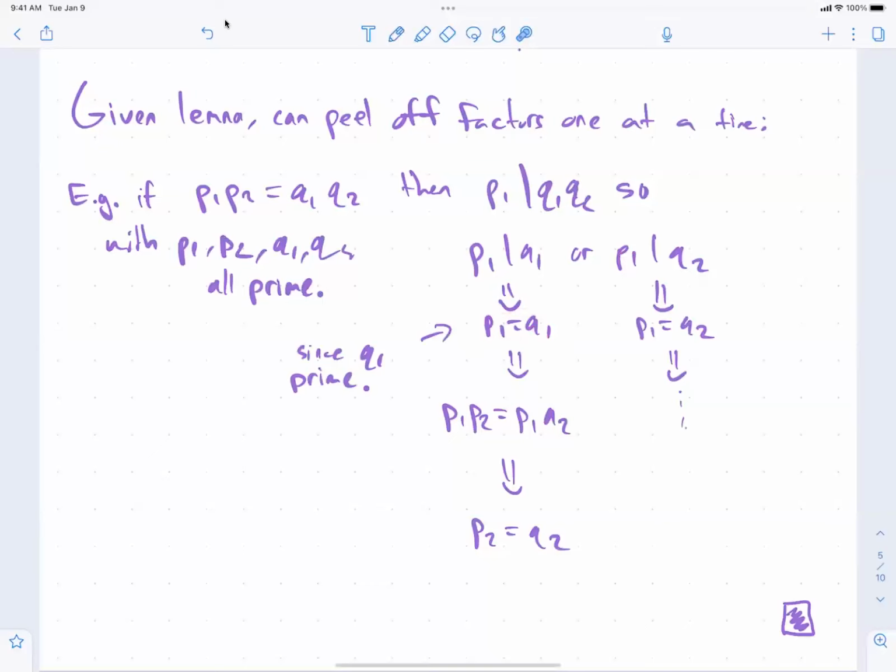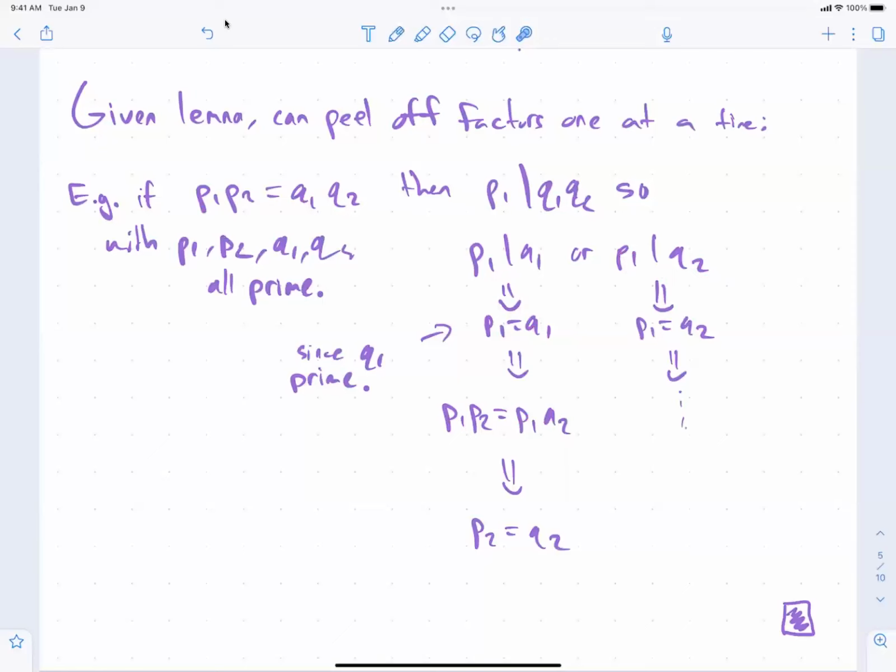But then if I plug that into this equation, I can substitute P1 for Q1. Now I get P1 times P2 is P1 times Q2. So I just divide out by that P1, and I also get that P2 is equal to Q2. So I peeled off that one factor, and then that let me peel off the next factor. And that was if P1 divides Q1. If P1 divides Q2, you argue the same way. It looks exactly the same; you just exchange Q1 and Q2 everywhere in the argument.